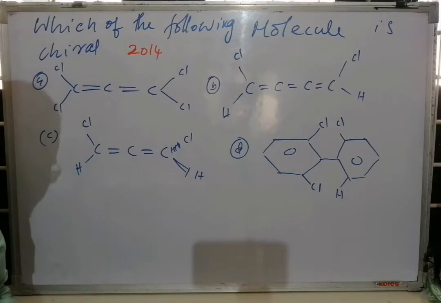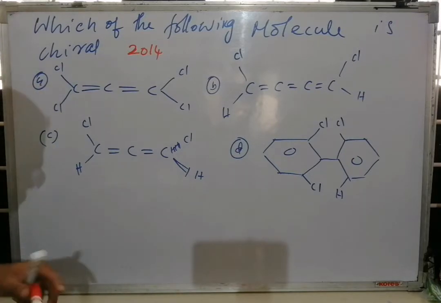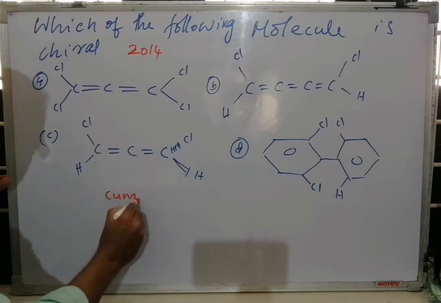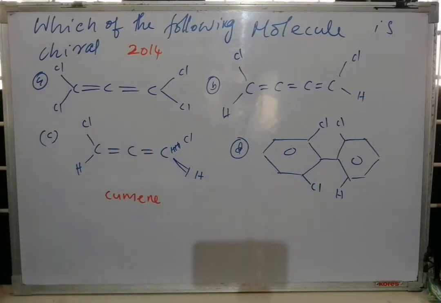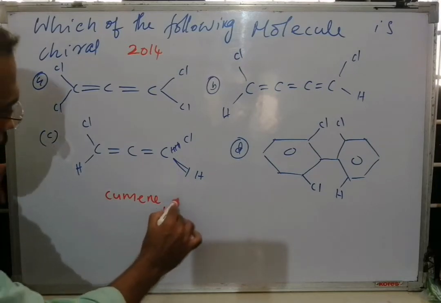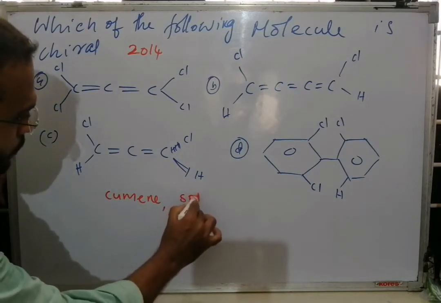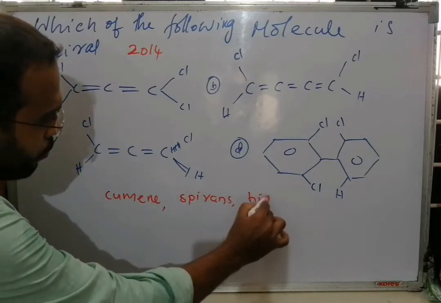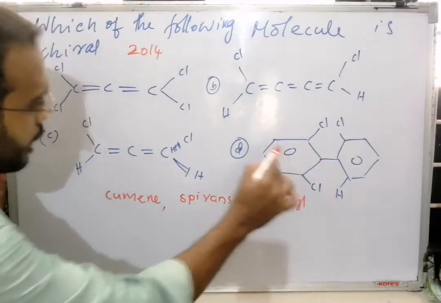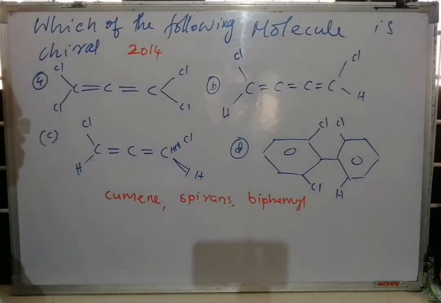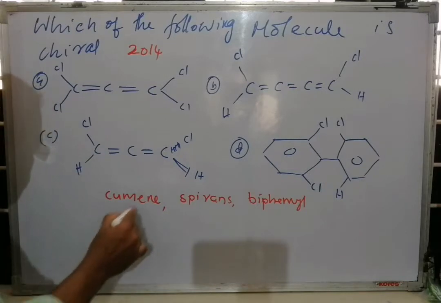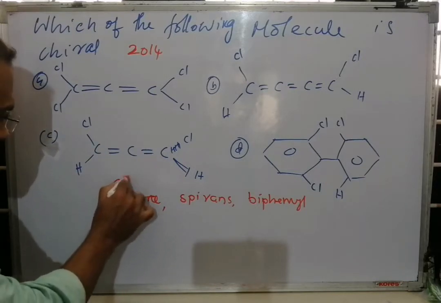This is biphenyl. First, let us discuss cumulenes, then there are spiranes, then biphenyl. How could they be optically active and how will you find this out? That's our target. Cumulenes, or not cumulenes, allenes.